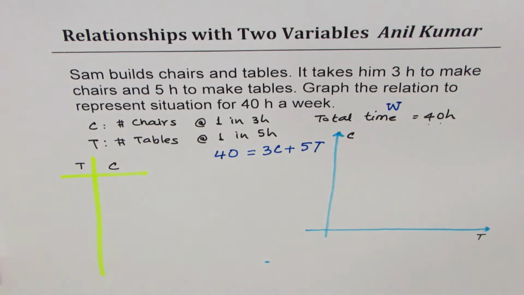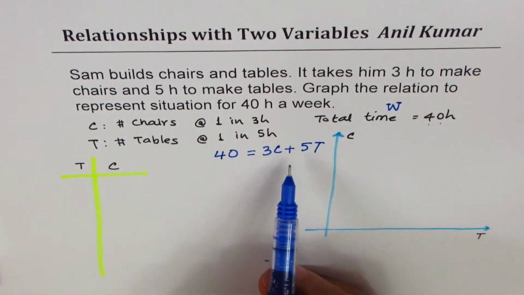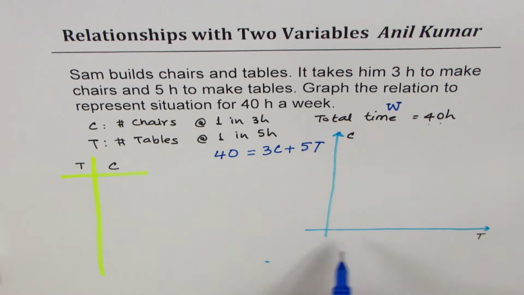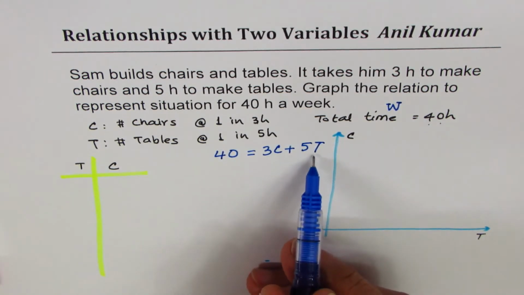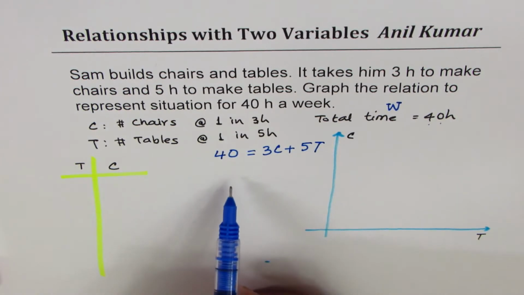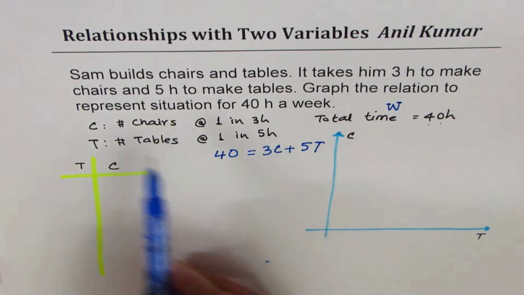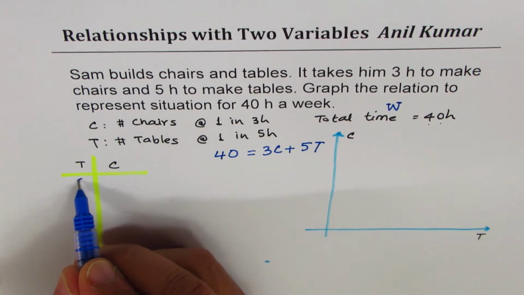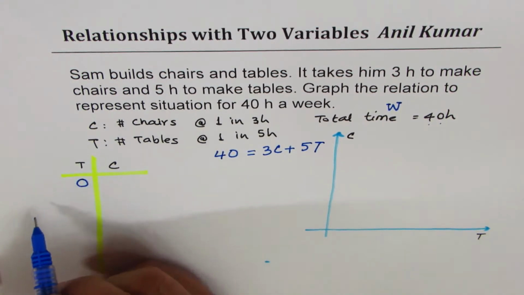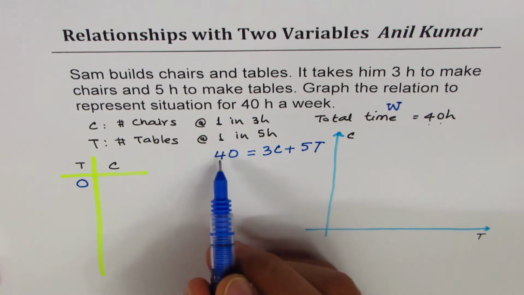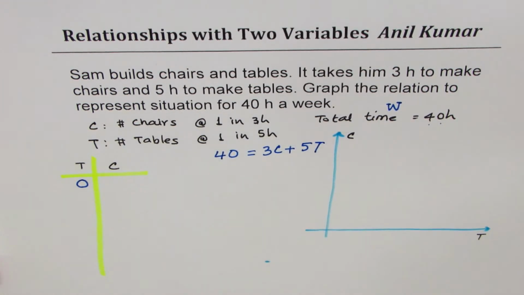Okay, now I actually chose tables on the x-axis, which can make my job difficult. Let us see how. If I write that Sam makes no tables, 0 tables, then how many chairs can he make? He can make 40 divided by 3 chairs. Oh, that's a fraction, correct?